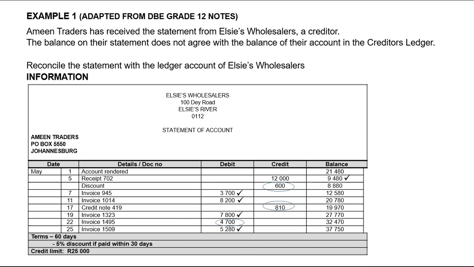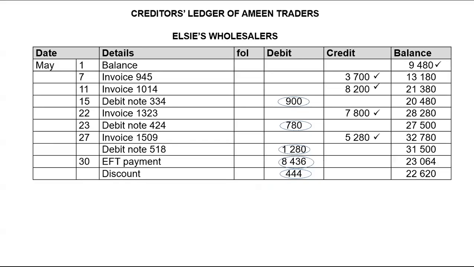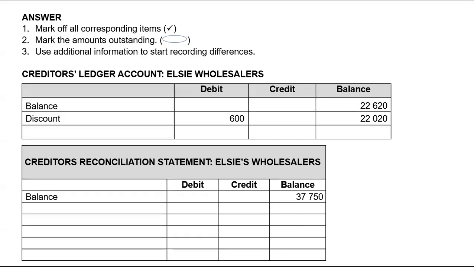To them, you're going to tick that 810. So that 810 in their books is correct. Tick it. It is correct. We are the ones that made a mistake. So the mistake was made by us in the creditors ledger. So that 900 is incorrect. We need to correct it in our creditors ledger. So I'm going to go to my creditors ledger and correct it by crediting LC wholesalers by that 90 rand.